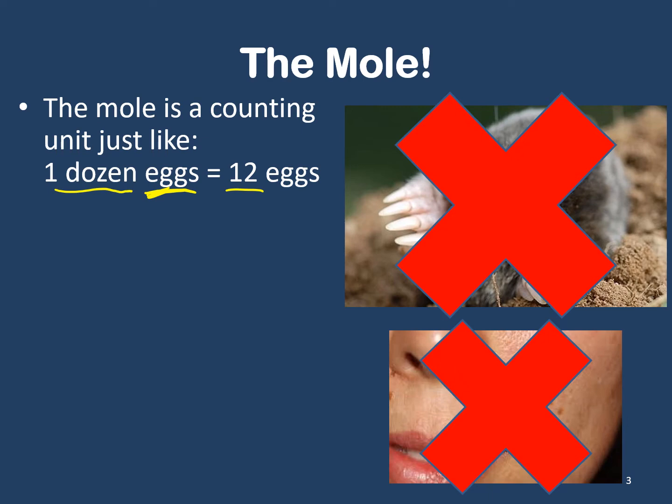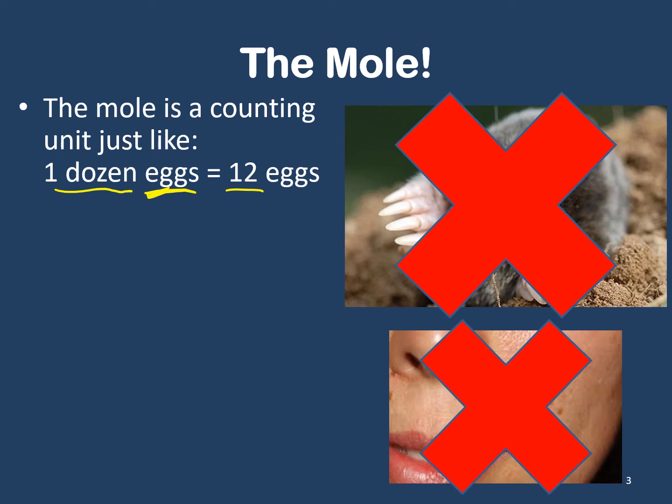For instance, I could have a dozen shoes. That'd be 12 shoes. I could have a dozen elephants. It's a lot of elephants, but we got 12 elephants then, right? Anything I have, if I say the word dozen, tells you that whatever I'm talking about, I have 12 of that thing. That is true of the mole as well.